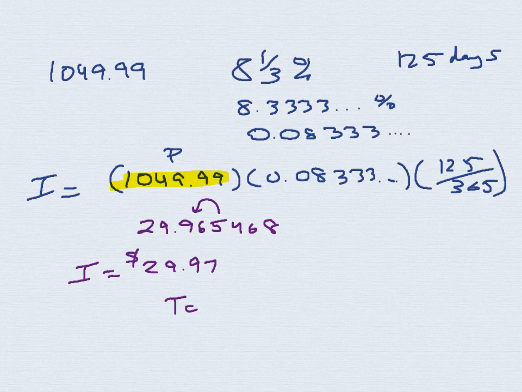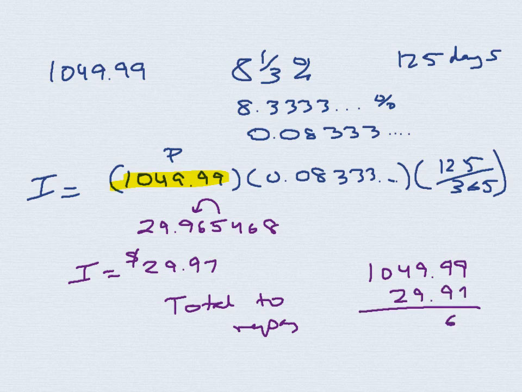If you want to know the total to repay, you've got to add the amount together, your 1,049 that you borrowed, plus your 29.97 to get your grand total: 1,079.96 to repay.